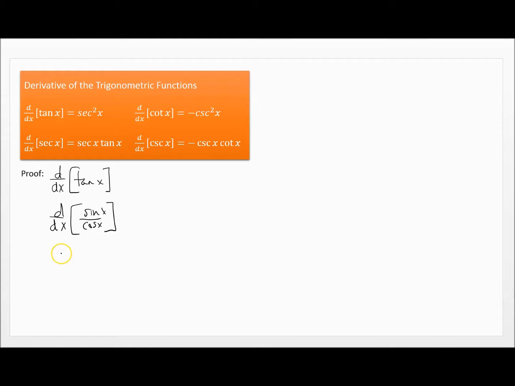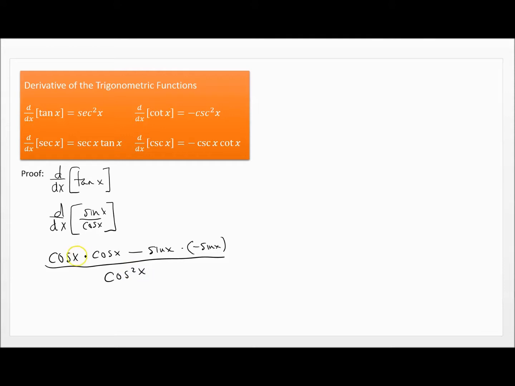So here I go. So this derivative is low, cosine of x, times the derivative of the numerator, the d high. What is the derivative of sine of x? We know it is cosine of x, right? Minus high, which is sine of x, d low. What's the derivative of cosine of x? It is negative sine of x. So those parentheses are necessary. Over the denominator, low squared, so that's cosine squared of x.